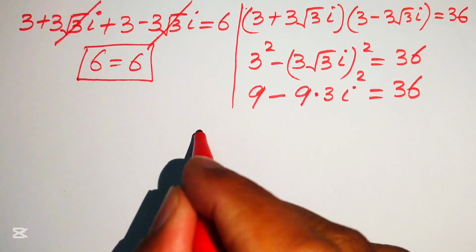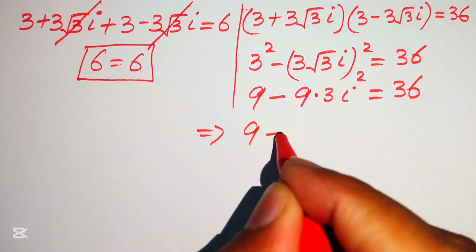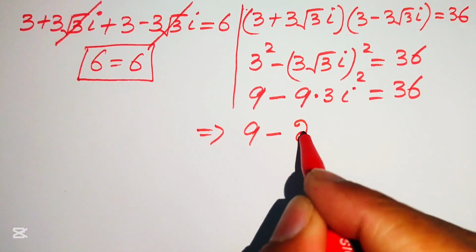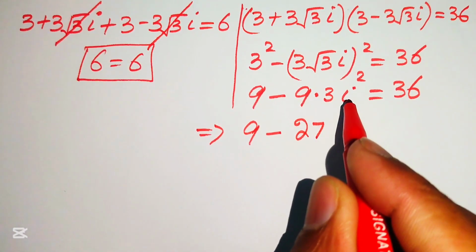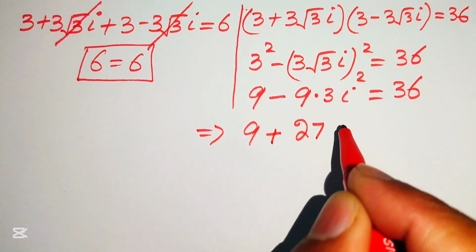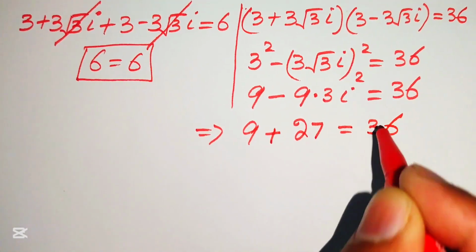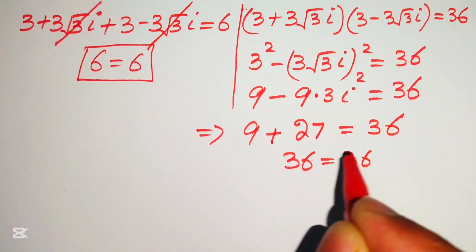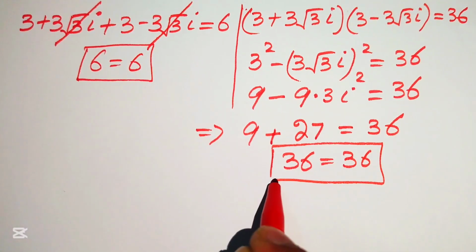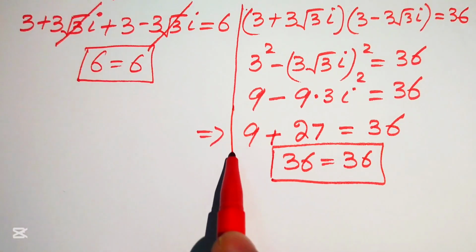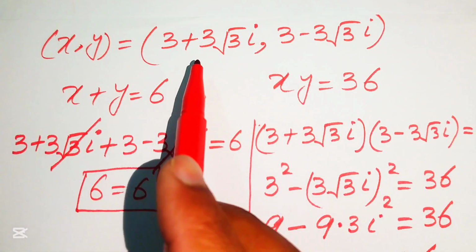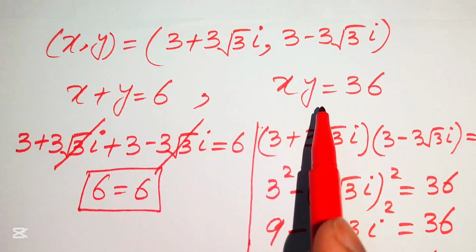So now from here you see that this is 9 minus, here you get 9 threes are 27, and this iota square equals minus 1, so minus times minus becomes plus, and this equals 36. 27 plus 9 becomes 36, equals 36. So this shows that left hand side equals right hand side, and this solution set also satisfies the second equation.